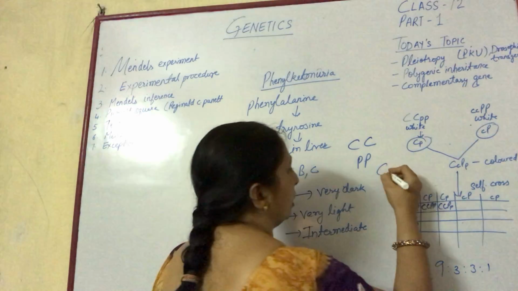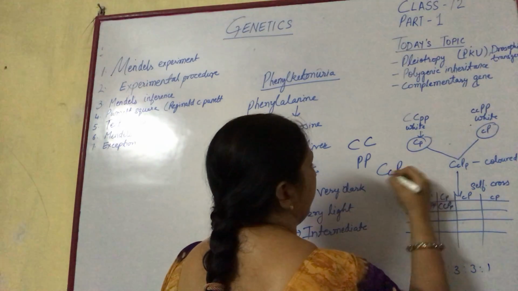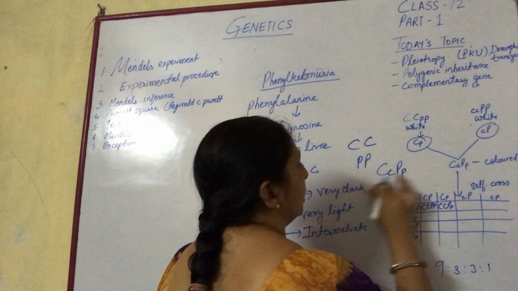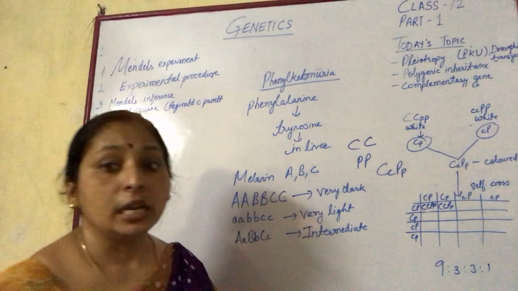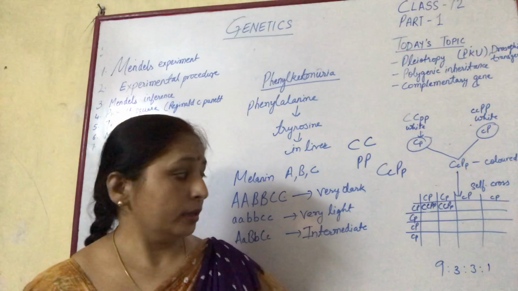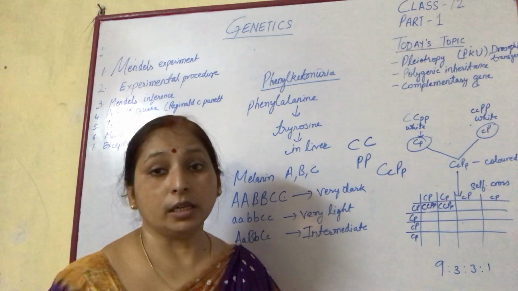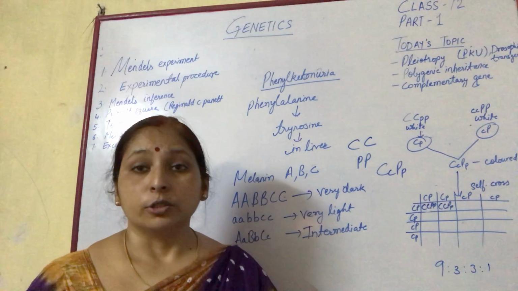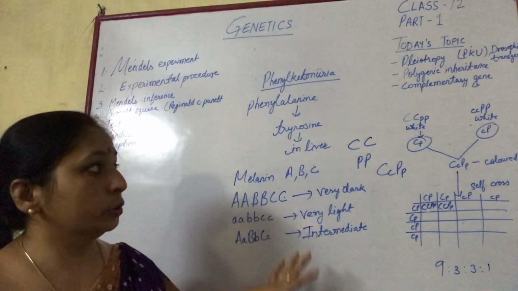If the composition is like this anywhere, then the flower would be a colored flower, and the ratio we get is 9:3:3:1 based on the colored and white flower. So this is all about today's topic.